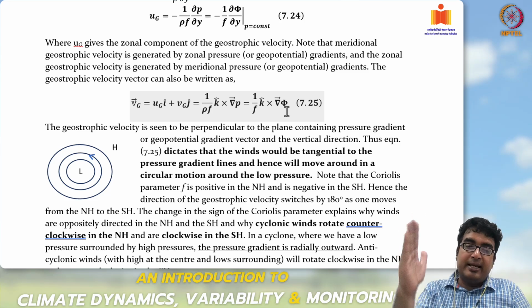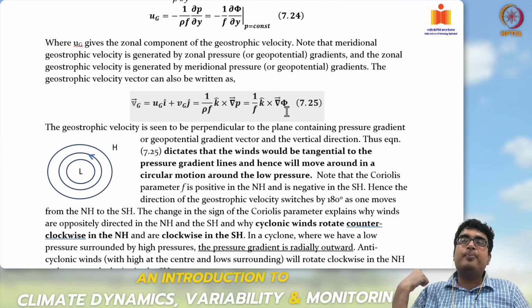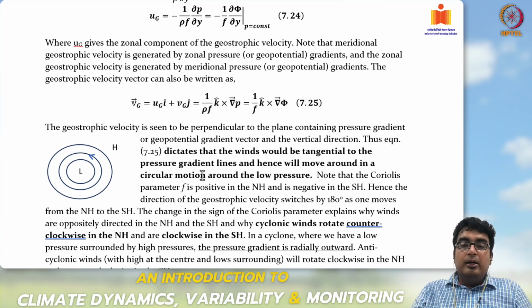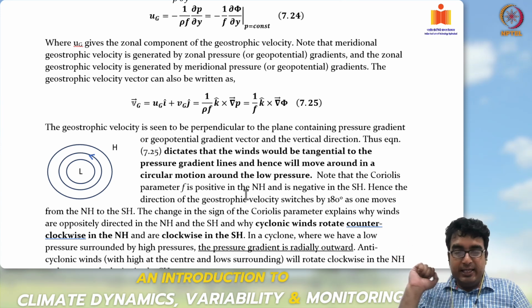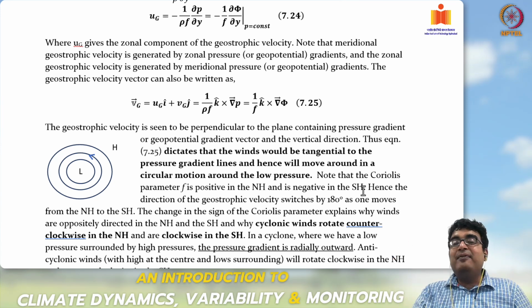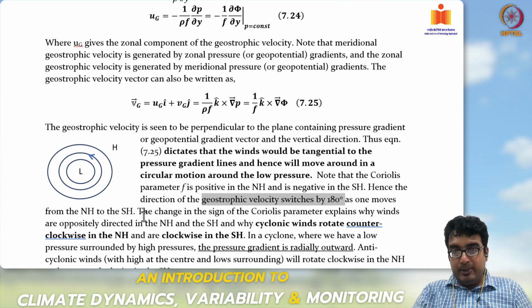Iso pressure gradient lines, it will be tangential to the iso pressure gradient lines. Note also that the Coriolis force parameter F is positive in the northern hemisphere because sin phi is positive, and negative in the southern hemisphere where sin phi is negative. Hence, the direction of the geostrophic velocity switches by 180 degrees as one moves from northern hemisphere to southern hemisphere.